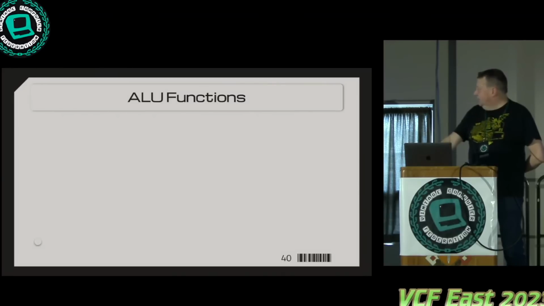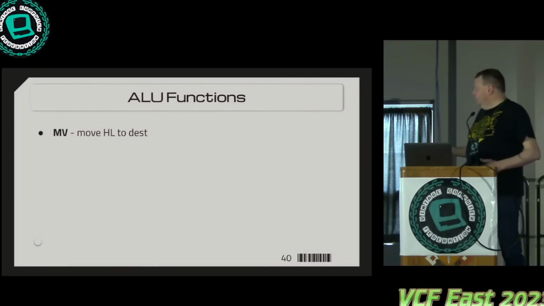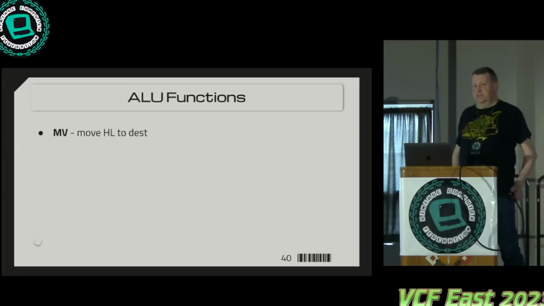So this is the ALU functions that you get. I have a move operation, which doesn't really do anything. Remember, everything has to go through the ALU. So this is basically just taking the H and the L and then moving them to whatever the destination is going to be. There's an add.